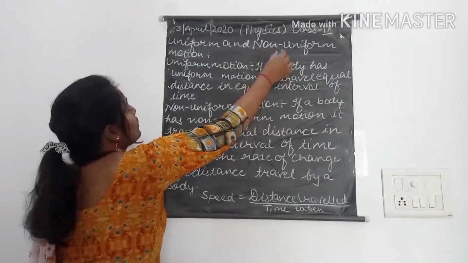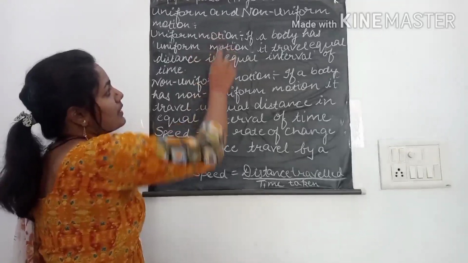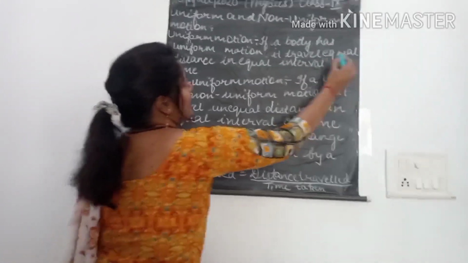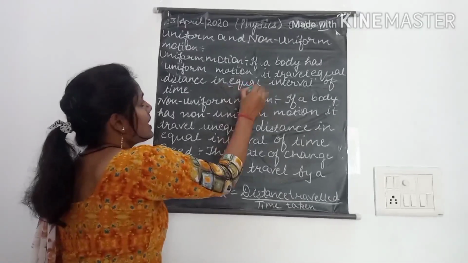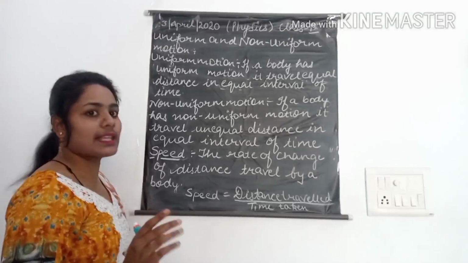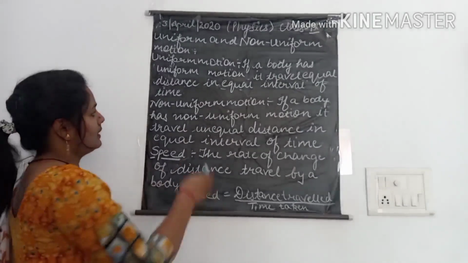Uniform and non-uniform motion. Then we are studying here uniform motion. If a body has uniform motion, it travels equal distance in equal interval of time. जैसे एक पर्सन है या कोई व्हीकल है, एक मिनट में अगर वो 5 किलोमीटर चलता है तो नेक्स्ट मिनट में भी वो एक मिनट में 5 किलोमीटर चलेगा.